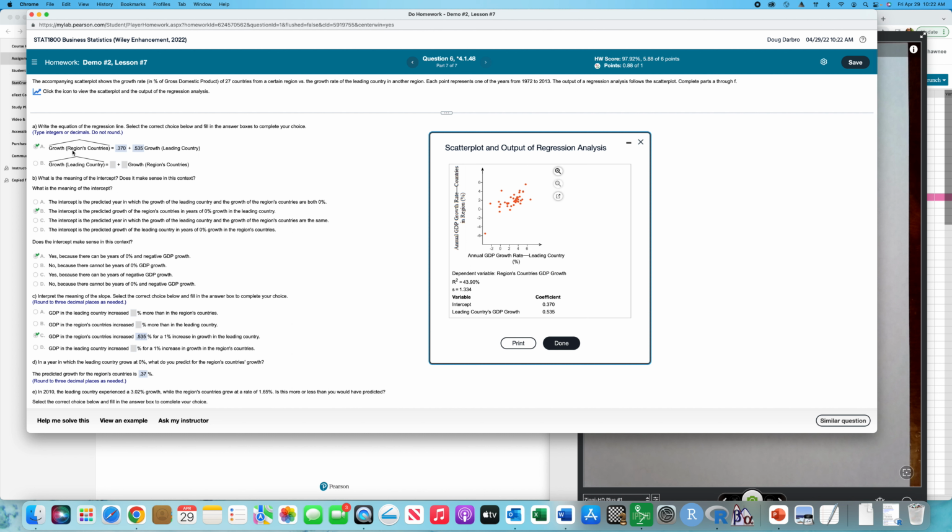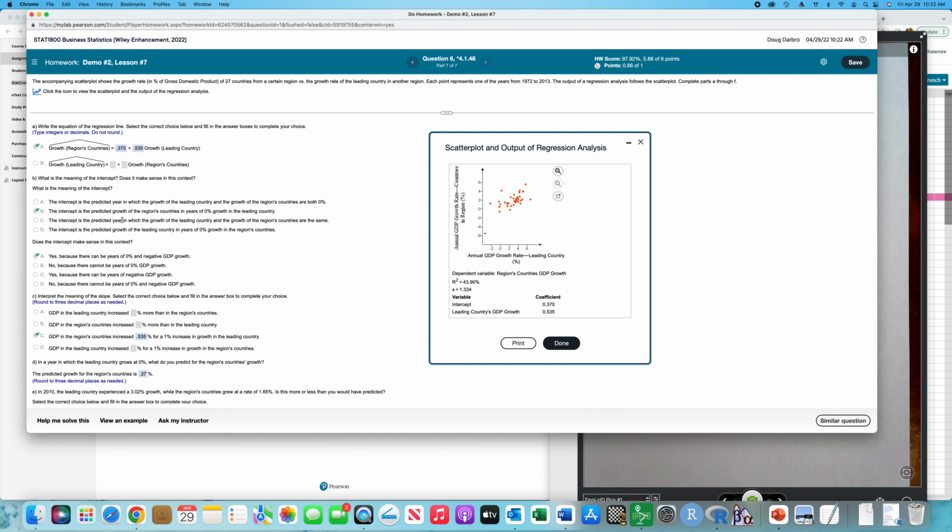The growth is our Y. I know that because I look at the Y-axis, right? GDP is the X. So I have to choose the one with the leading country as my X and not the region's country, so it's automatically going to be A. The slope is 0.535, which I get from right here. And then the intercept is 0.370, which I get from there.